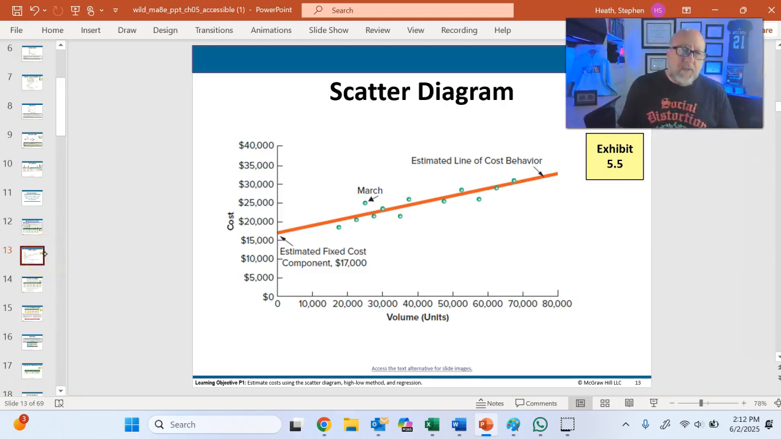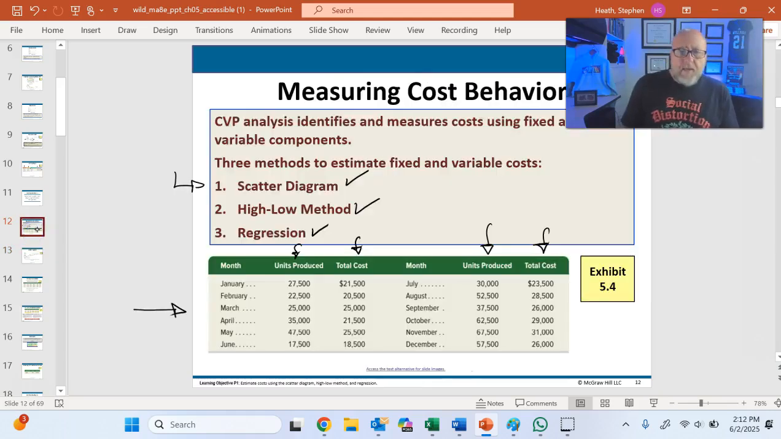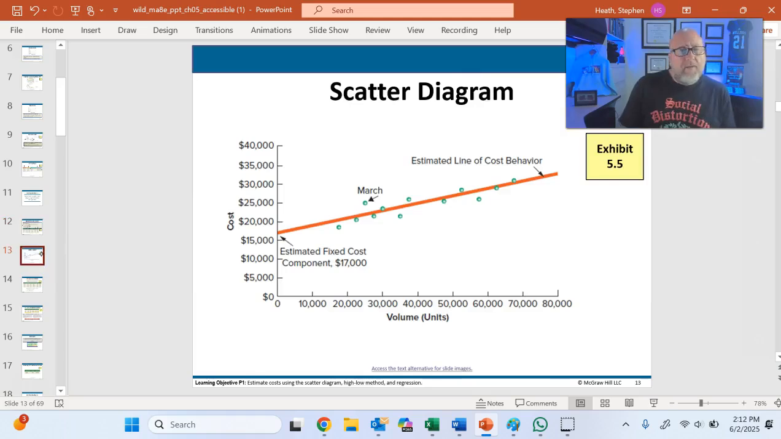And what we're saying is we're taking these data from this schedule. And so we could just simply start with January. January, 27,500. So I have 27,500 in January. That is probably this data point right here.